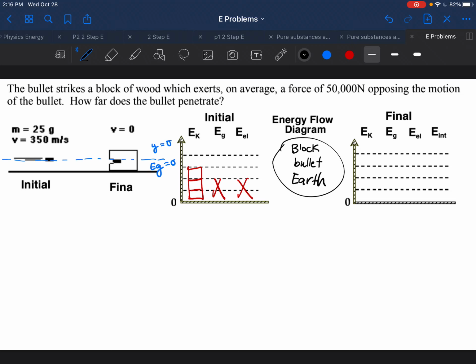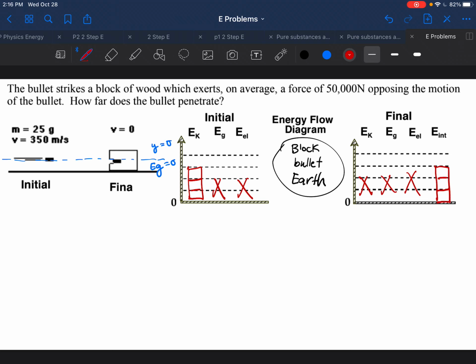In the final state, it's not moving, so no kinetic energy. It is not at a height above my zero potential. The center of mass of both the bullet and the block are along my line of zero potential, and there is no spring being compressed. So now the question is, where did the energy go? Well, it had to be stored internally.